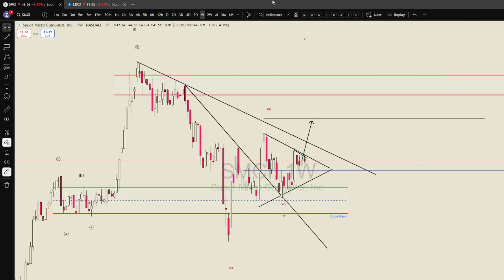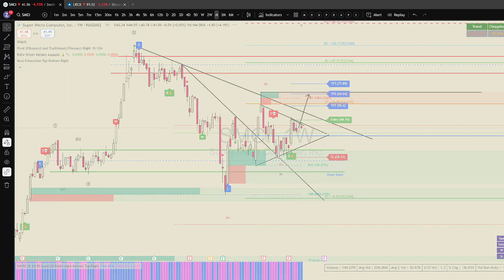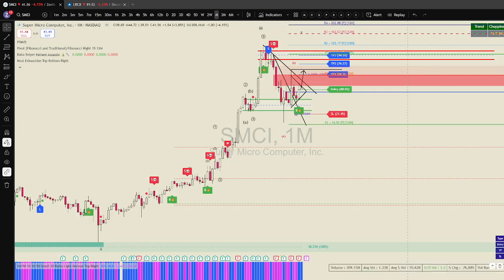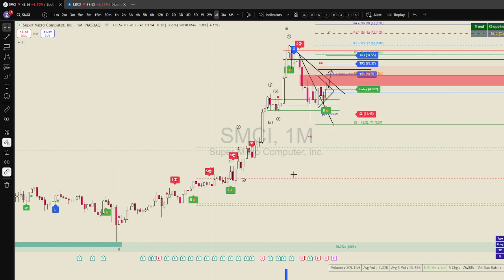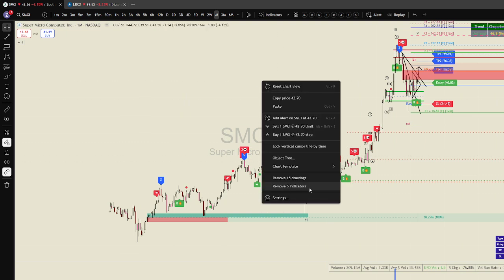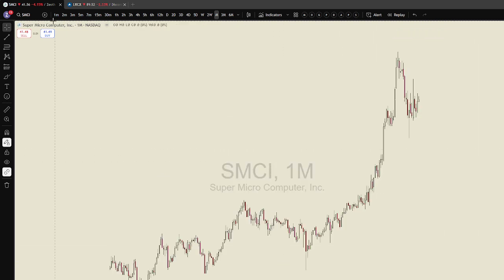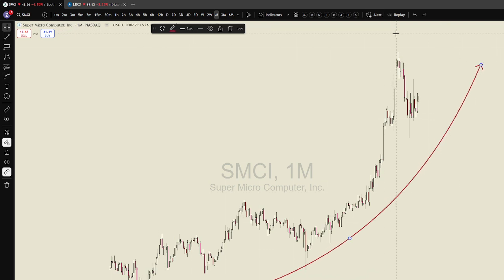Here's the reason why I started the longs on it. Let's start with the monthly. If you take a look at this, this name has been on a parabolic move for a while, and we got around a 50% drop from the high after it got included in the S&P 500, around 88%, not only 50%.